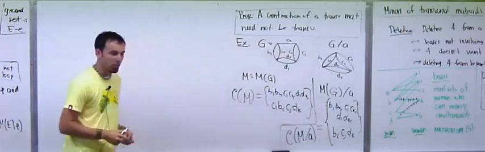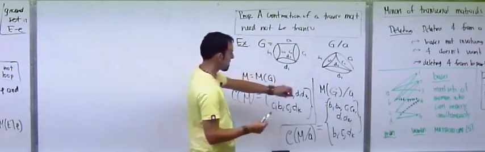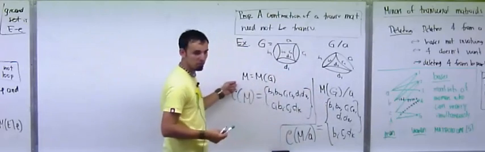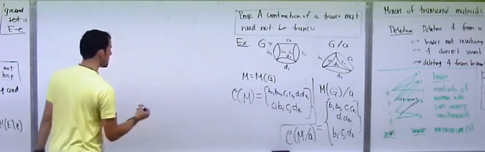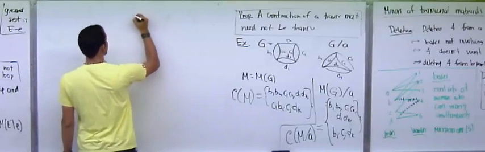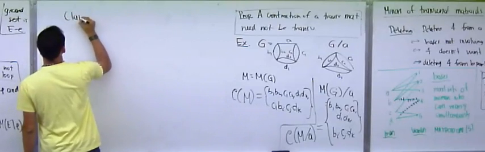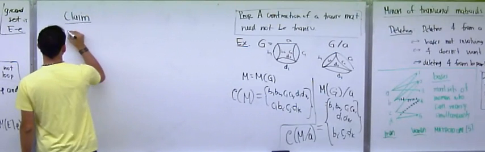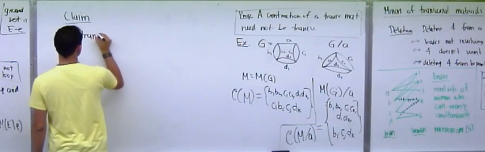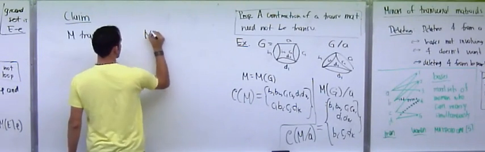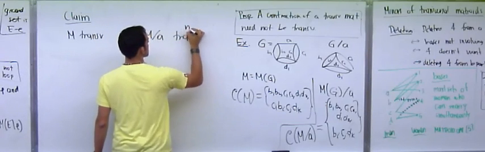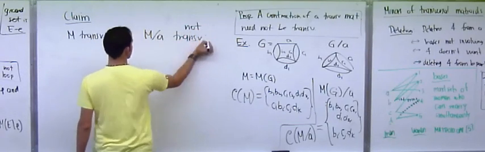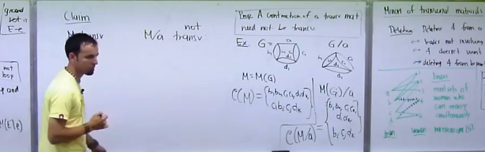So here I have a matroid, I have a contraction, and I claim that this one is transversal and this one is not transversal. So the claim is that M is transversal, but M contraction A is not. Two things to show.